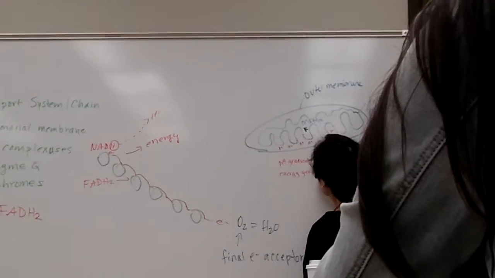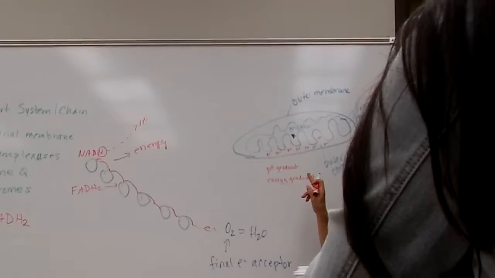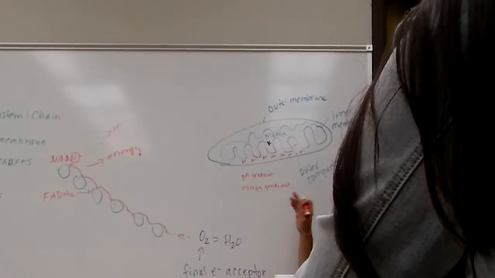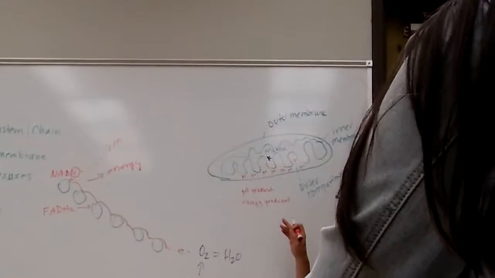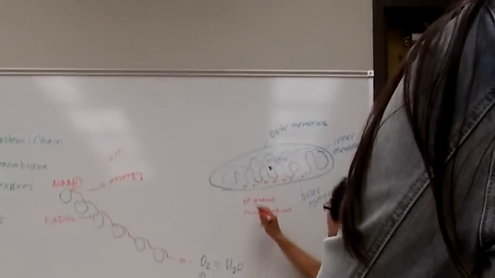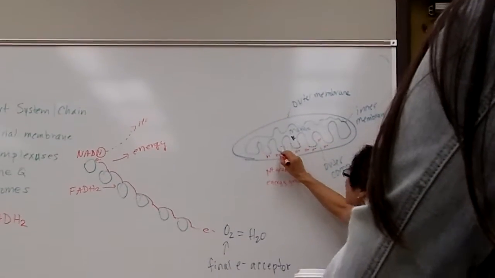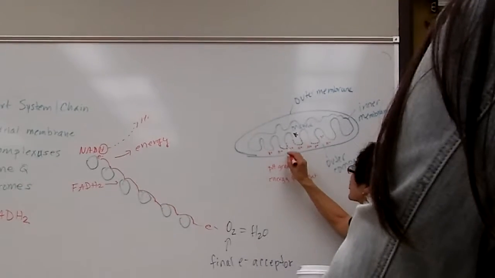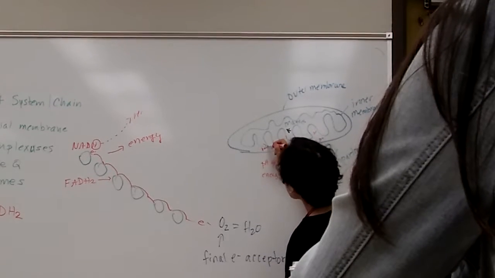And as you know, once you have a gradient, what do you want to do with that gradient? Yeah, you can go from high to low, you want to get rid of the gradient. So here you have lots of hydrogen ions, more energy here than you did in the matrix. So now those hydrogen ions will want to go back across, because they were pumped out from here, so now they're out here.